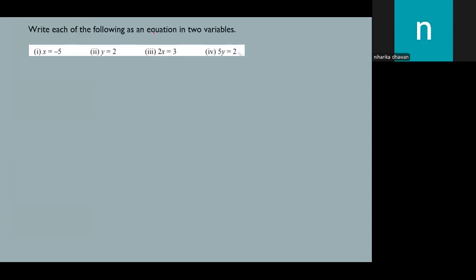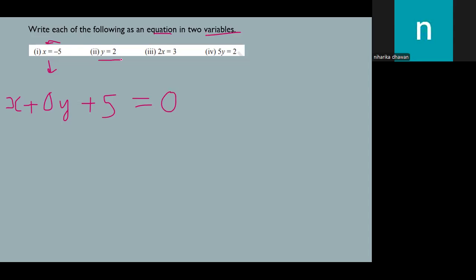Write each of the following as an equation in two variables. The first one is x equal to minus 5. Now we have to write this equation in two variables. So we don't have y here. So what we can do? We can just write plus 0y. And we can shift this minus 5 to the left hand side. So what we will get? x plus 5 equal to 0. So we will obtain an equation of the form ax plus by plus c equal to 0, which is an equation in two variables.